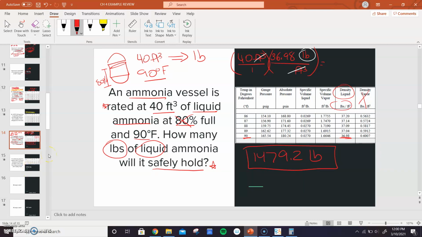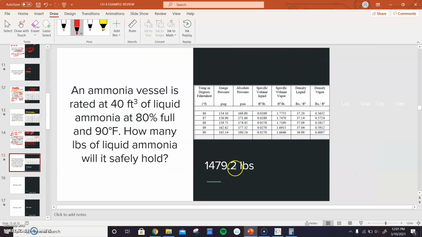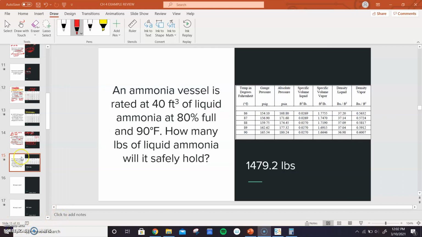So if this vessel is rated to hold 40 cubic feet of liquid ammonia at 90 degrees Fahrenheit, it is rated to hold 1,479.2 pounds of liquid ammonia at 90 degrees Fahrenheit, because those are the same. And if we look on the next page, bam, 1479.2, that is the correct answer.